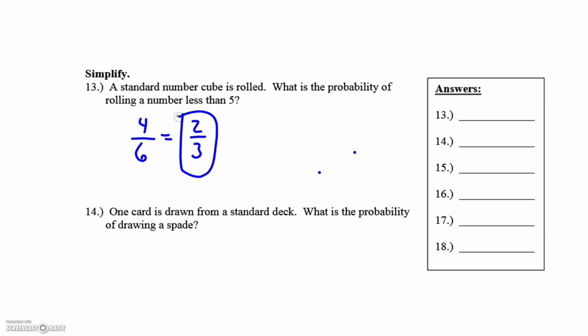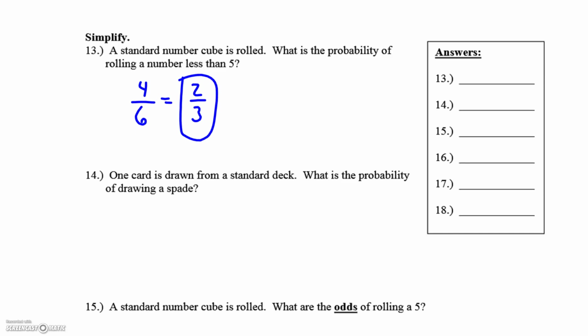And that's it. For the next one, it says one card is drawn from a standard deck of cards. What's the probability of a spade? So it's just the number of spades over the total number of options.